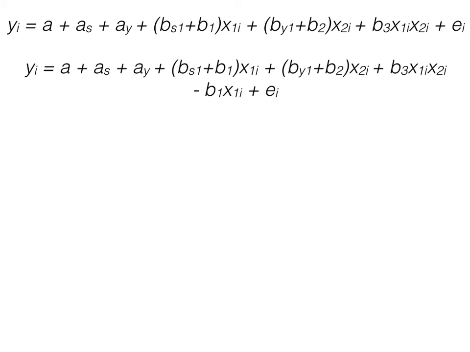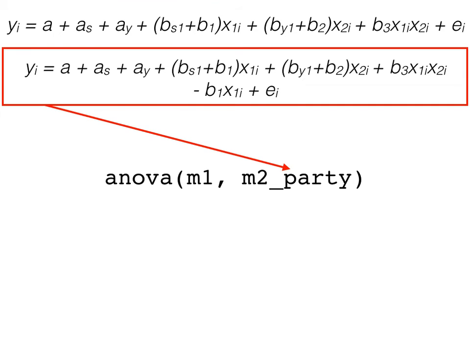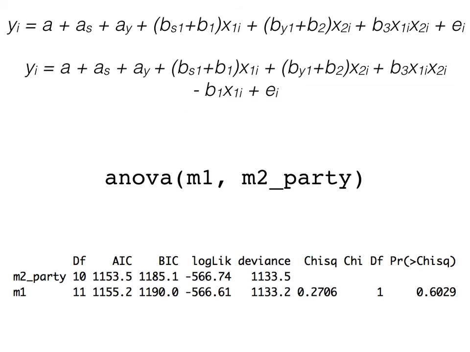We now have our two models, one with our two main effects and the interaction, and one with one main effect and the interaction. So now we want to compare them to see if the full model, which includes the main effect of incumbent party, is a better fit than the model that removes incumbent party. To do this, all we have to do is run the ANOVA call. You just write the first model, comma, the second model. Running this will give you an output like this.